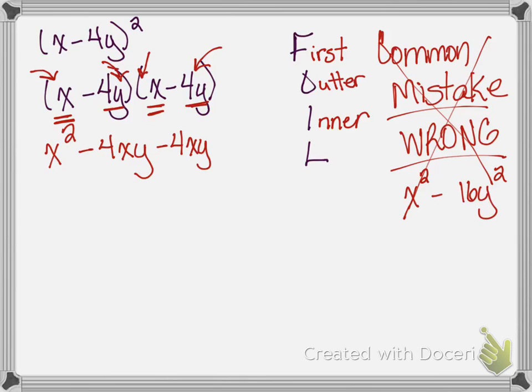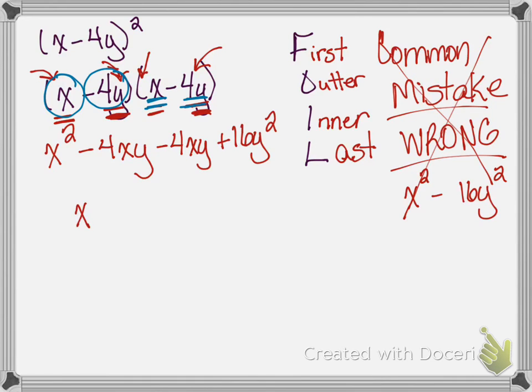4xy. Then I've got last. Okay, so I've got a term here because it's the last in my first binomial, and then I've got this term here because it's the last in my second binomial. So that is where FOIL comes from. First, outer, inner, last. So basically what you're doing is you're making sure this x gets multiplied by both of these. Okay, so x has to get multiplied by both of those, and your negative 4 has to get multiplied by both of those. Okay, that's what you're doing.